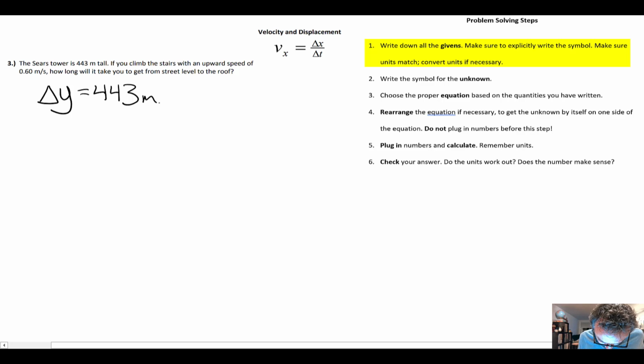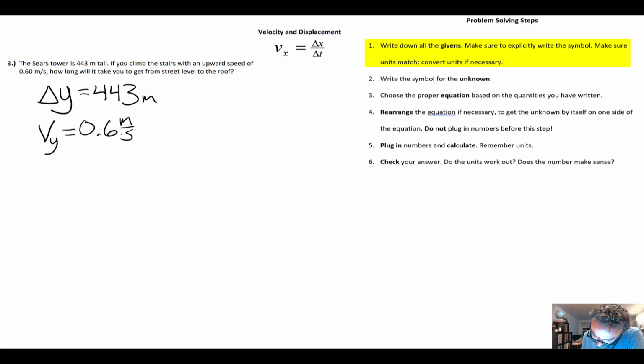But we are going to need to use both in the same problem at some point, so we want to get used to understanding the difference. If you climb the stairs with an upward speed of 0.6 meters per second, how long will it take you to get from the street level to the roof? That 0.6 meters per second, that's our velocity, and we can tell because the unit is in meters per second, right? And if it's meters per second, we know that's got to be a velocity. And of course, I'm going to label that Vy instead of Vx because it's a vertical motion.